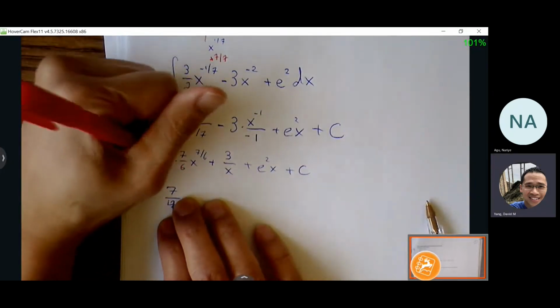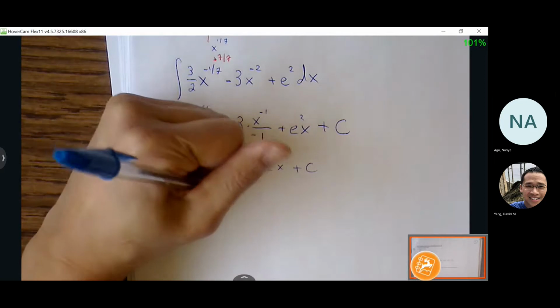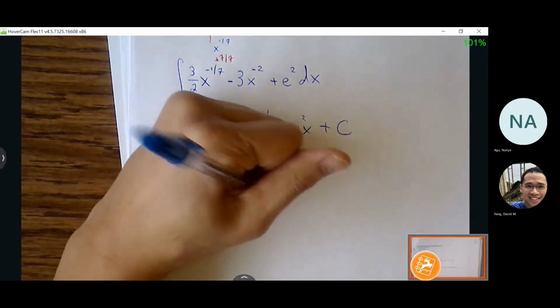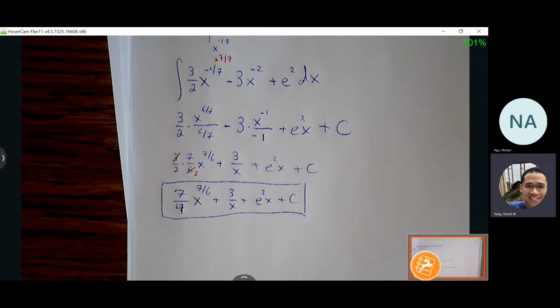Going to reduce the 3 and 6. Good. All right, let's do one more. Okay, let's do one more power rule problem.